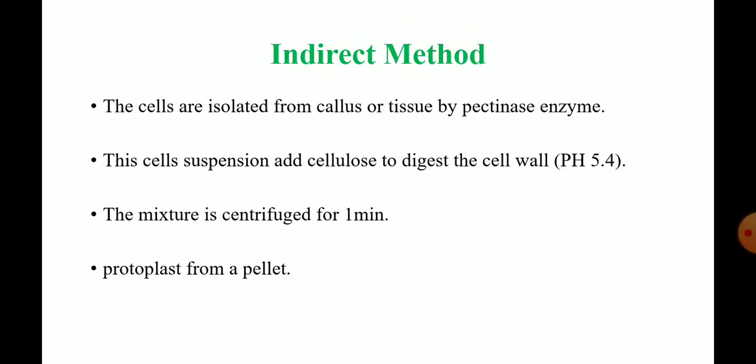Then some advantages of this enzymatic method. This method can be used for a variety of tissues, shrinkage is minimal, and cells remain intact. Therefore, the enzymatic method is the one used for protoplast isolation.